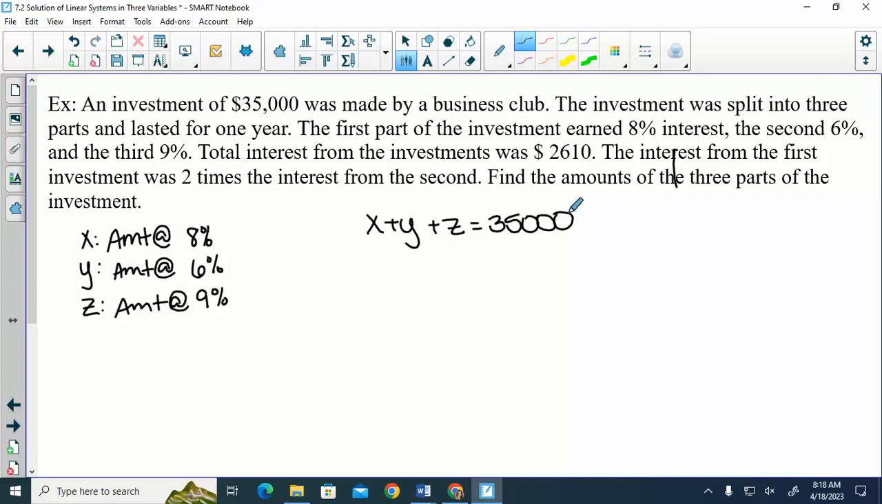Okay, it also gave us the total amount of interest. So how would I find the interest? Interest is principal times rate times time. My time was 1 year, so you just have to take your variable times percentage.